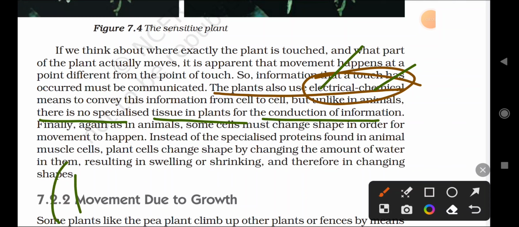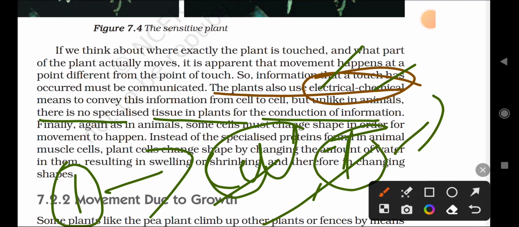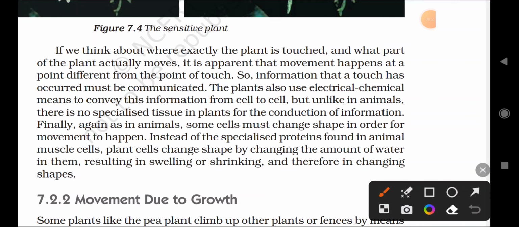Unlike animals, where a number of cells are there and from those cells they make the tissue, in the case of plants there is no such cell, there is no tissue, correct? In the animal body that tissue or cell conducts and stores the information. But in the case of plants there is no cell, there is no tissue, correct?